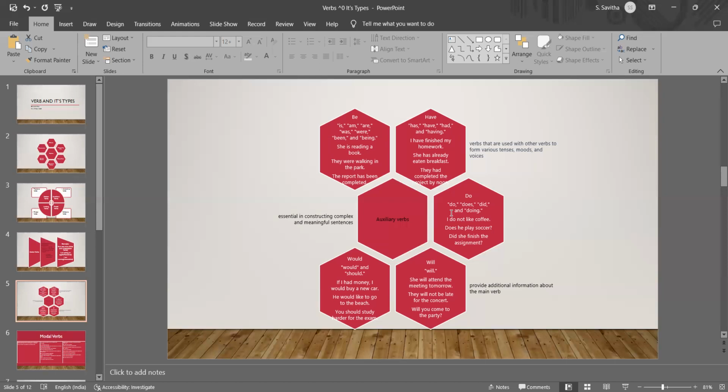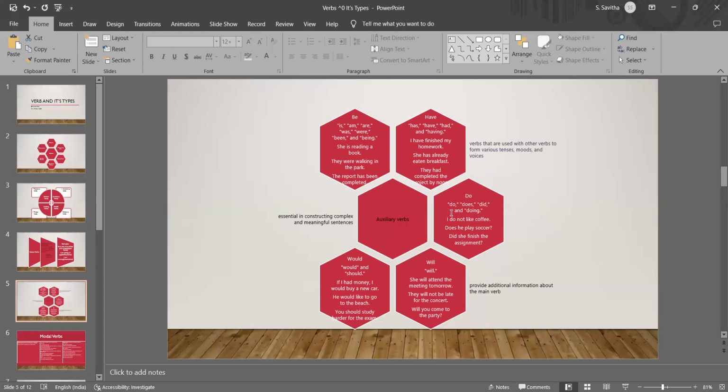The next one is would. Would is used to create the conditional mood. For example, would and should. If I had money, I would buy a new car. He would like to go to the beach. You should study harder for the exam.